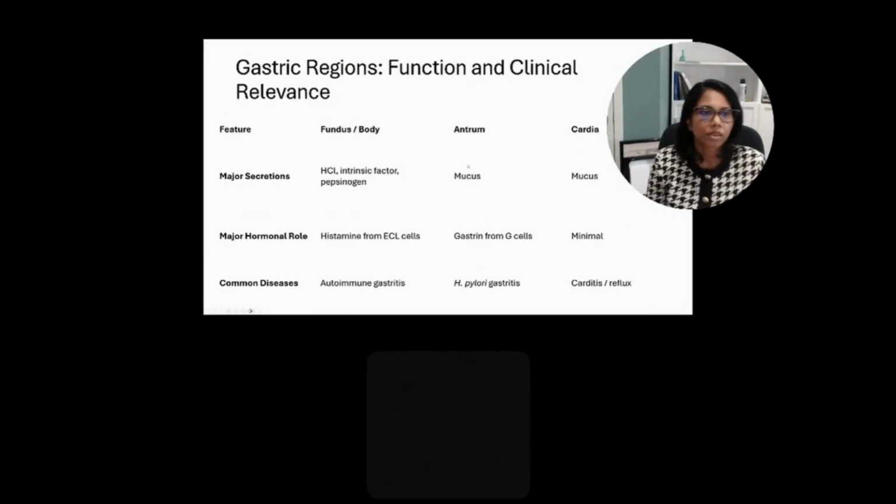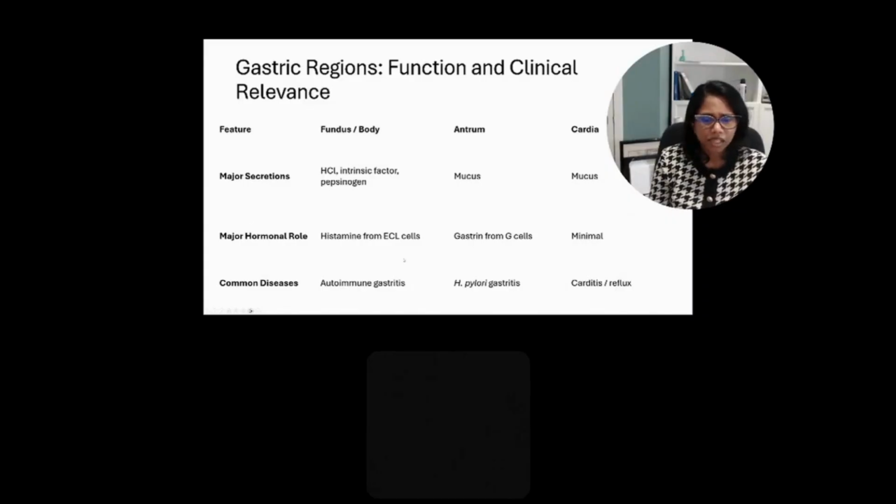So in terms of its function, the major secretory functions of the body and fundus are acid or hydrochloric acid, intrinsic factor, and pepsinogen, which is secreted by the chief cells, and a lot of mucus is usually secreted from the antrum and cardia. And in terms of its hormonal role, histamine is secreted from the enterochromaffin-like cells, and gastrin again from the G cells. And there's hardly anything within the cardia in terms of that.